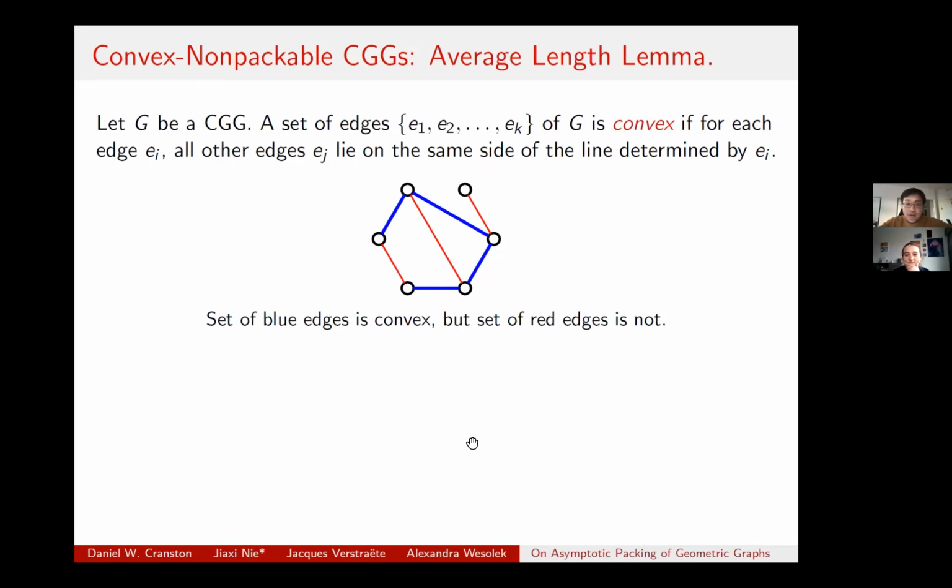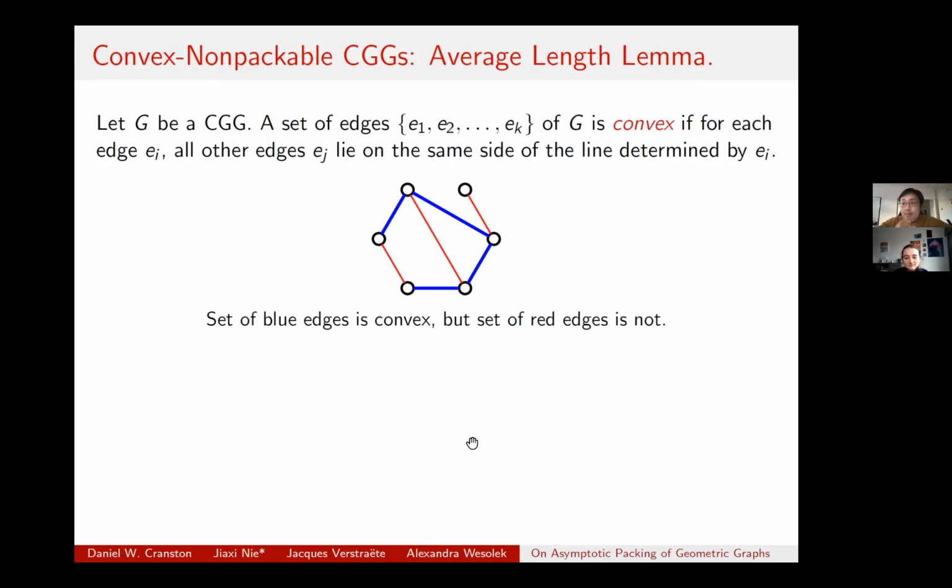So for example, this set of blue edges is convex because for each edge, if we consider the straight line determined by that edge, we can see that all the other edges will lie on the same side of this straight line. But the set of red edges is not convex, because for the edge in the middle, if we consider the straight line determined by it, it will partition the plane into two parts, and each part will contain some red edge.